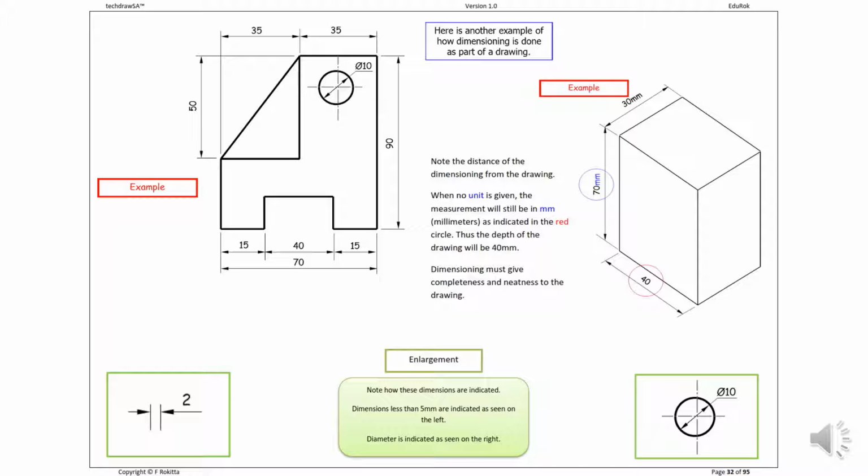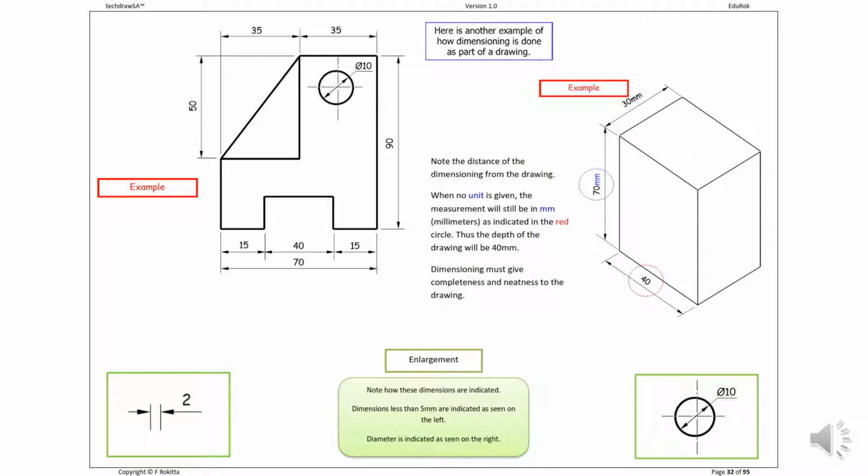Also note that you do not have to draw this unit of millimeters in examples like these, because in a metric system all drawings are drawn in millimeters, and therefore we don't need to indicate the unit millimeters.